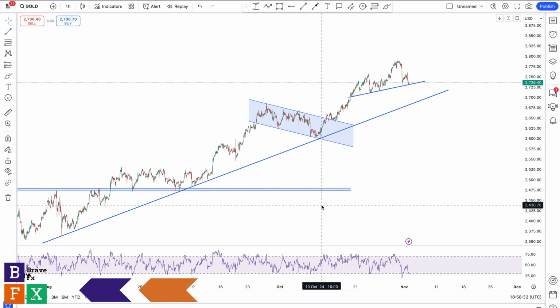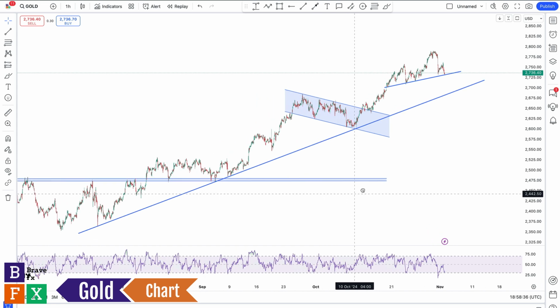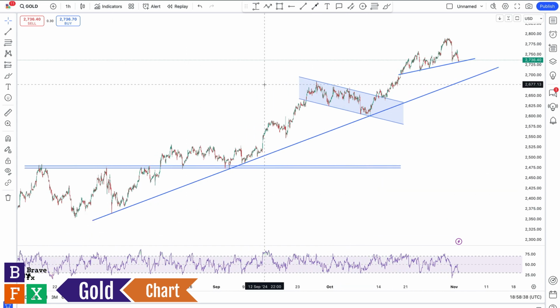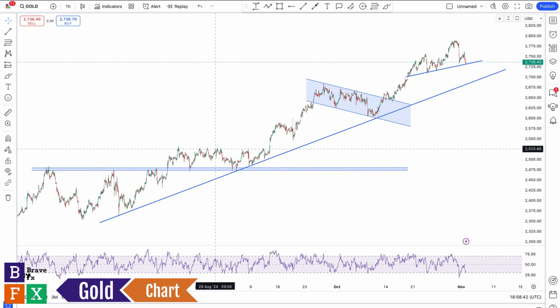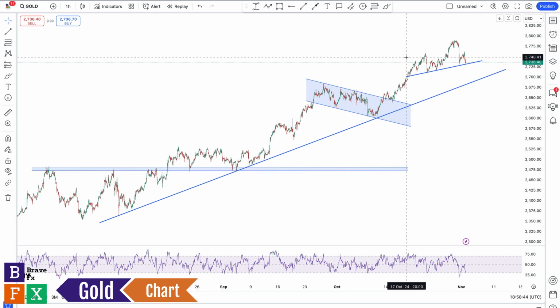So this is the gold chart on a 1 hour time frame, and as you can see, we're currently in a bullish trend. This bullish trend has been going on for over 3 months now. And if you've been following us during this time, you would notice we've been taking advantage of the price movement from this bullish move. So we caught it over here at the breakout.